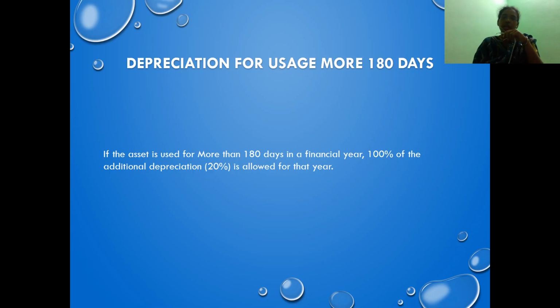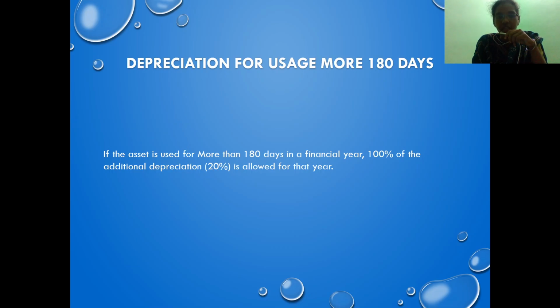Now it comes to the number of days of usage. If the asset is used for more than 180 days, only then can I claim 100% of additional depreciation, which is 20%. So for any newly acquired plant and machinery, where the business is into manufacturing or production, or generation and distribution of power, and the asset has been used for more than 180 days, I will claim additional depreciation at 20%. That is the maximum amount that I can claim as additional depreciation.